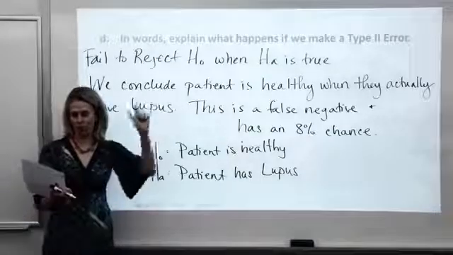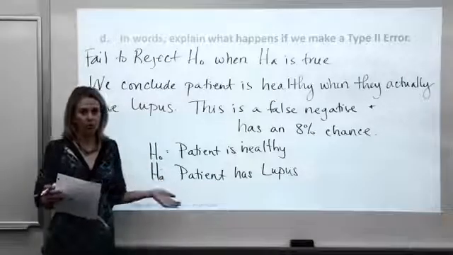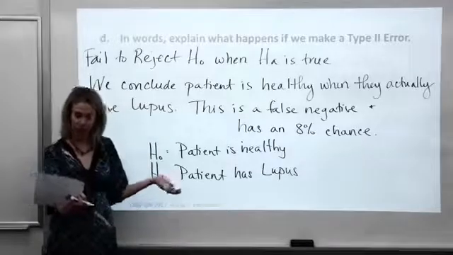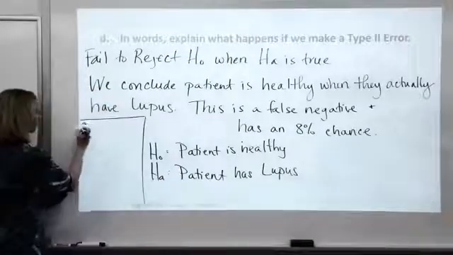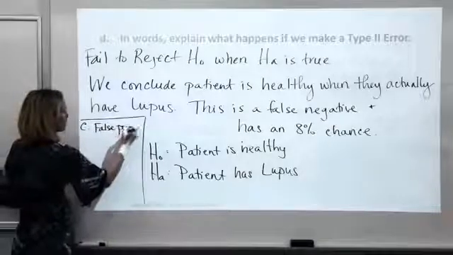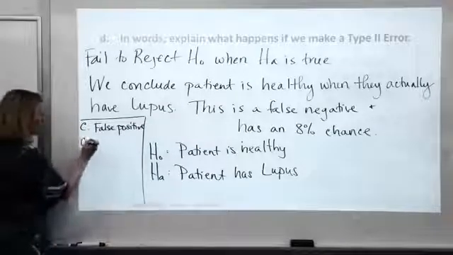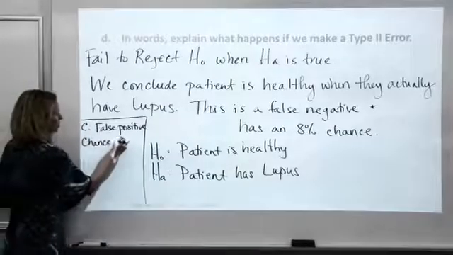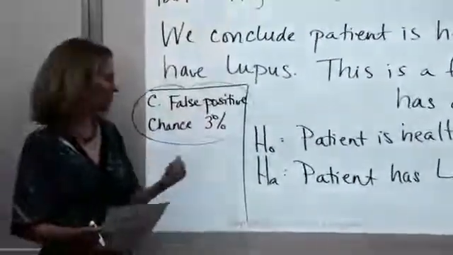So you have that written back in part C. The only thing I want to add to that is that's a false positive. And the likelihood of that happening, there's a 3% chance. So just back in part C, add that this was a false positive. We falsely concluded you had lupus, and the chance of that happening was 3%. So that was the only part I left off of there that I wanted to include.